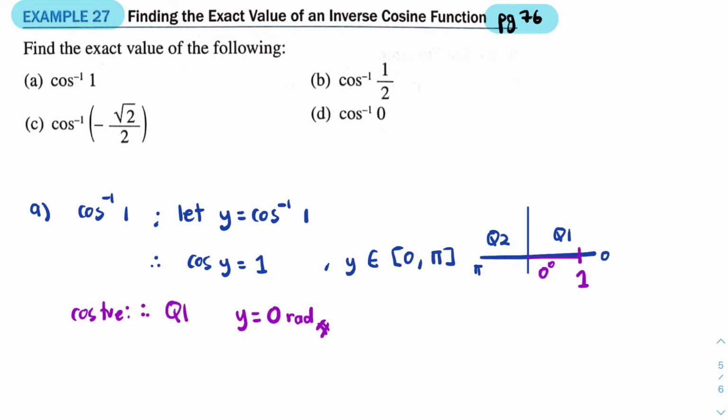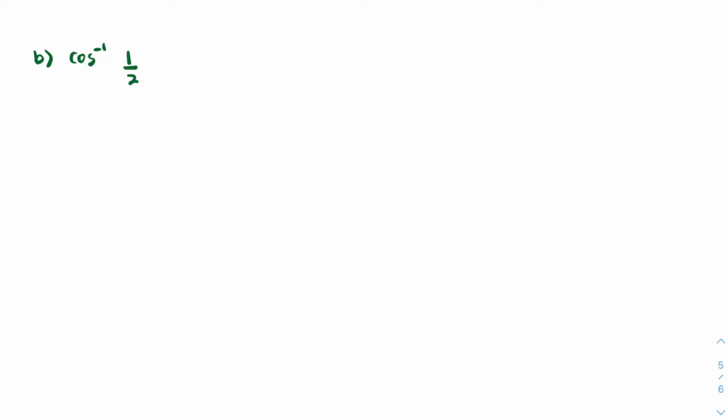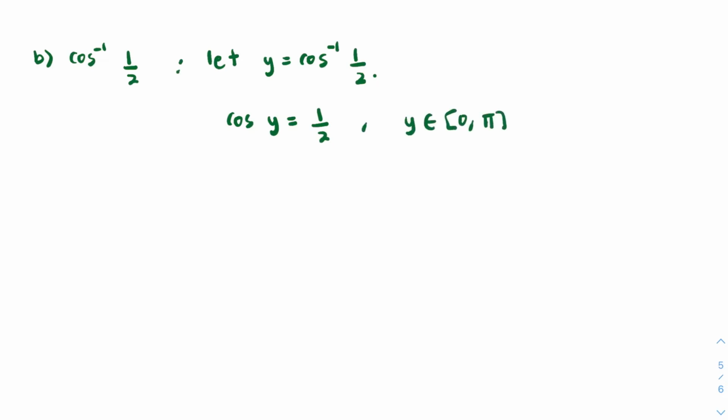Now let's look at part B. So we have cosine inverse half. First things first, you let y equivalent to cosine inverse half. And then because you cannot solve straight away from cosine inverse, you make it cosine y equivalent to half so that we can know the special angle. Now, y falls at quadrant 1 or quadrant 2 because it is 0 to pi. Since your y is positive, cosine positive will fall at quadrant 1 only.